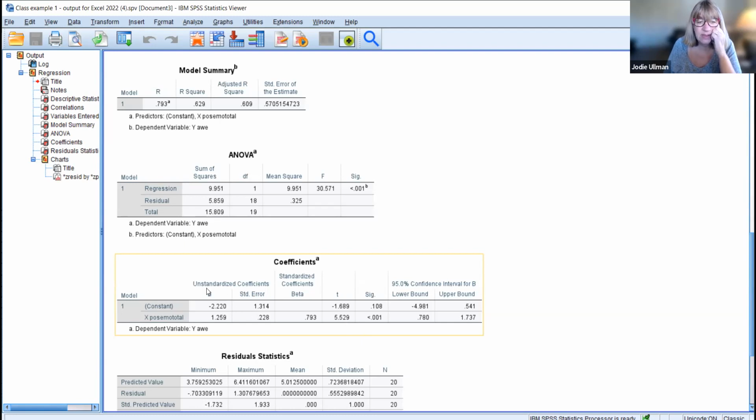So this is sort of where SPSS sort of does you wrong. The slopes are lowercase b, they're not uppercase.